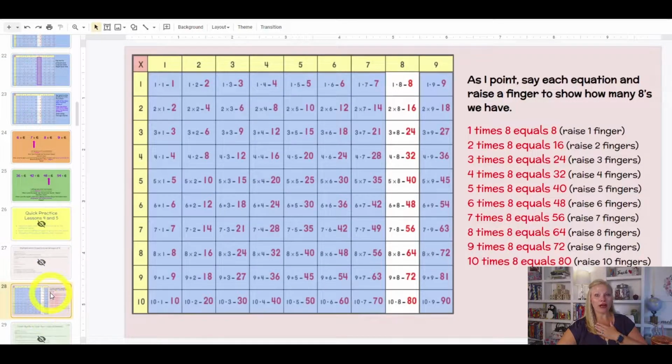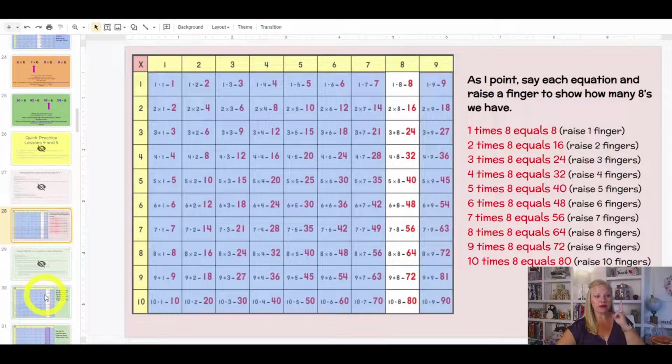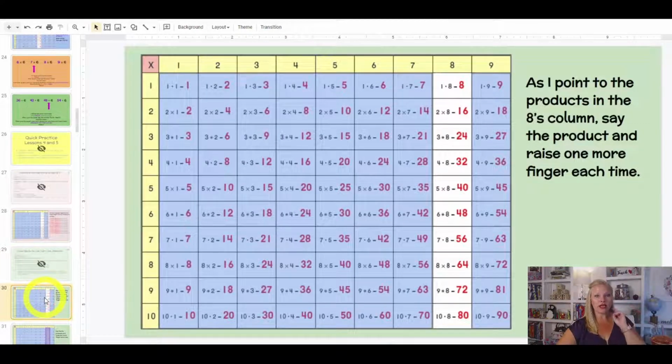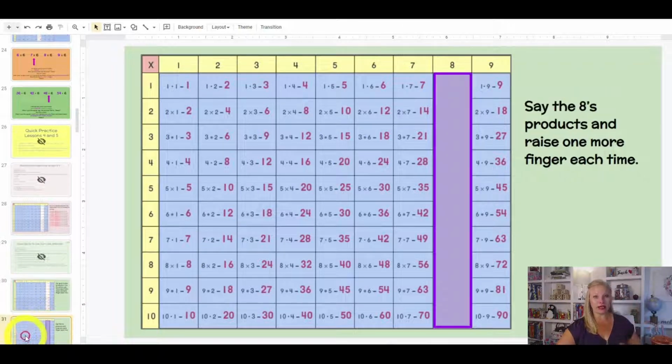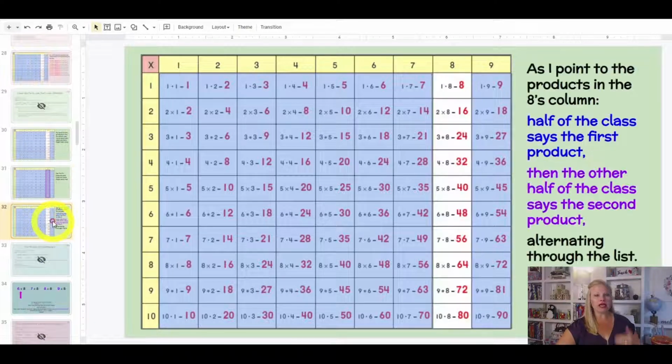So now we're on our eighths. 1 times 8 equals 8. 2 times 8 equals 16. We do the same thing. Let's say all of our count bys using our fingers. Let's say our count bys without looking. Now let's say it half and half the class.